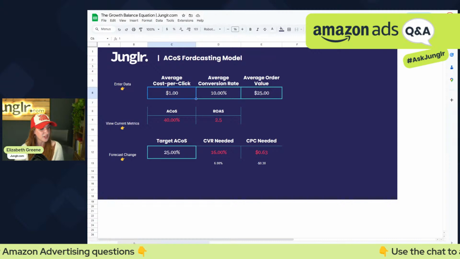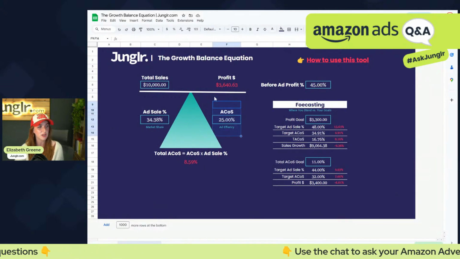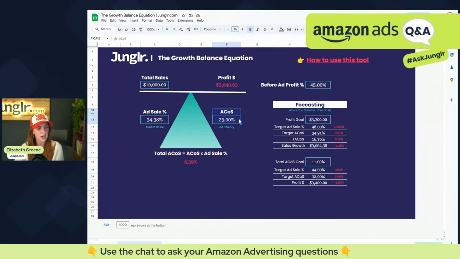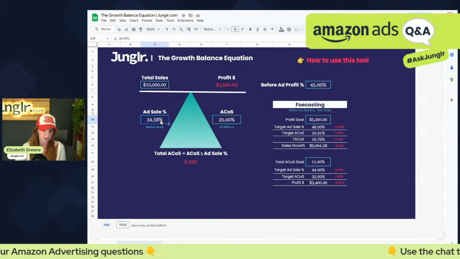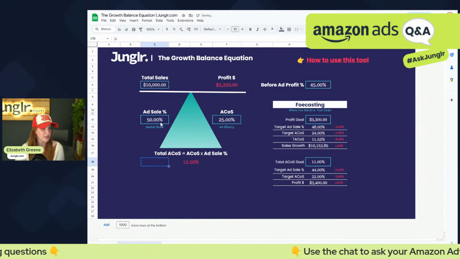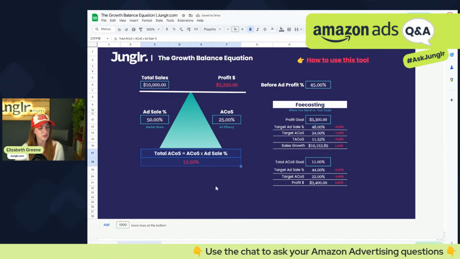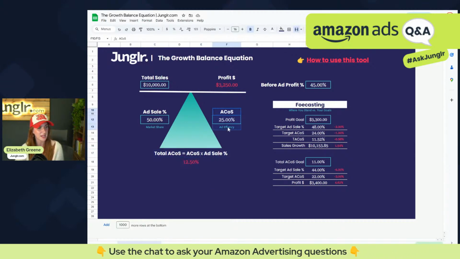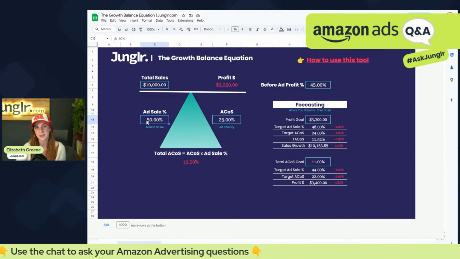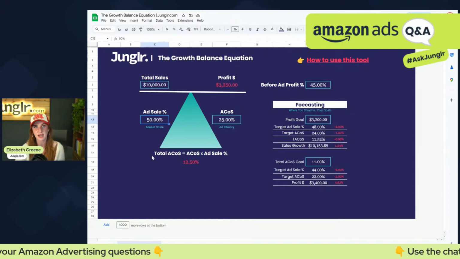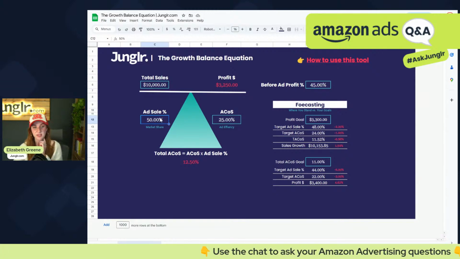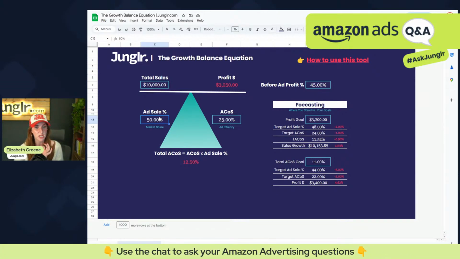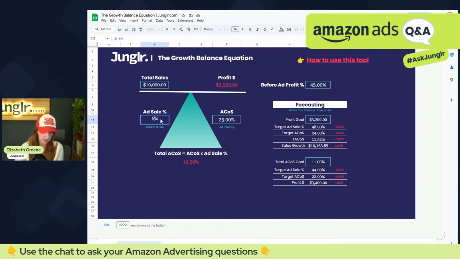So here is the very real scenario that you will get into if you do not pay attention to this equation. You're going to have your target ACOS of 25%, and say the client said, oh, my total ACOS is too high, I need to get down to 10%. I need a 25% ACOS. Well, what happens is, because you decrease the average cost per click, all of a sudden your ad sale percentage goes up, which means more of your sales are coming from advertising. And this happens all the time.